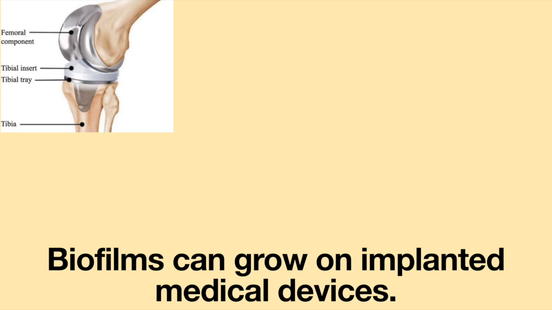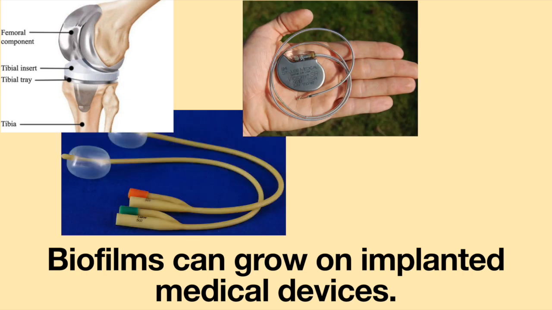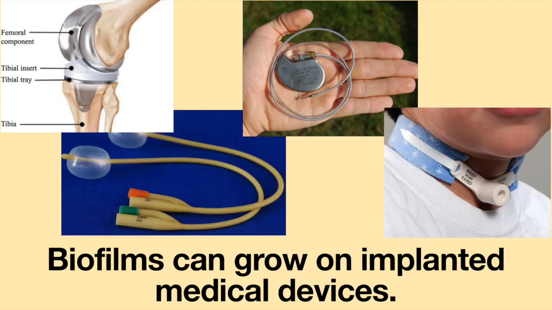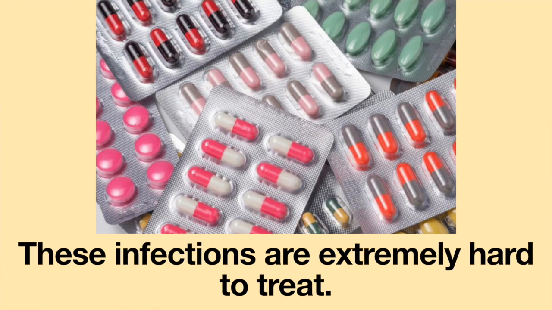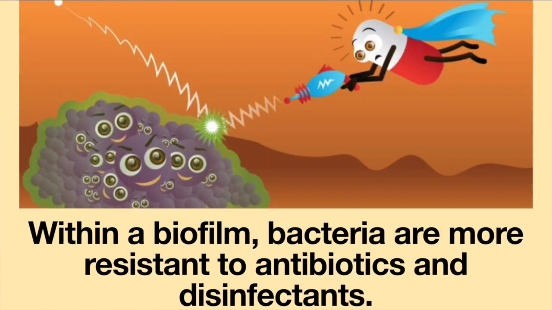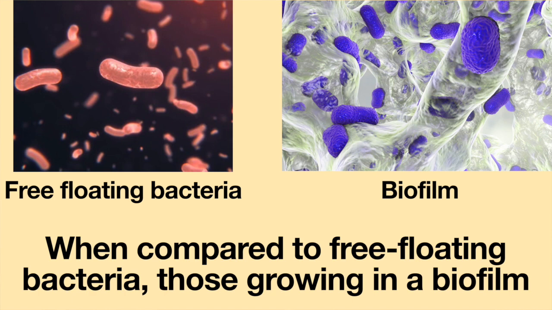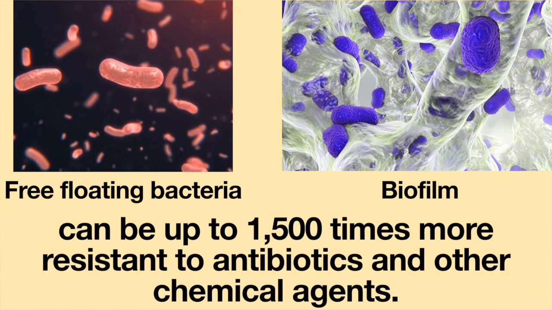Biofilms can grow on implanted medical devices such as prosthetic joints, pacemakers, catheters, and tracheostomy tubes. This in turn leads to infections. These infections are extremely hard to treat. Within a biofilm, bacteria are more resistant to antibiotics and disinfectants. When compared to free-floating bacteria, those growing in a biofilm can be up to 1,500 times more resistant to antibiotics and other chemical agents.